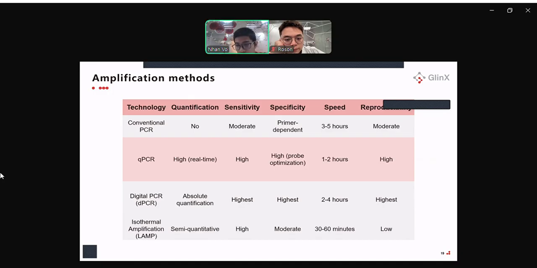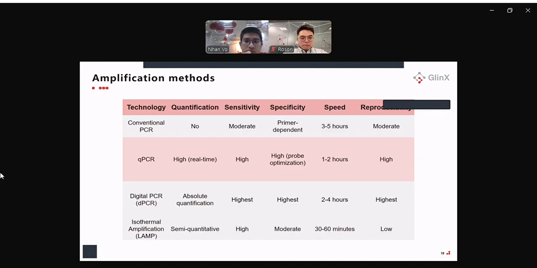Only one time, right? So let's get started with the conventional PCR.